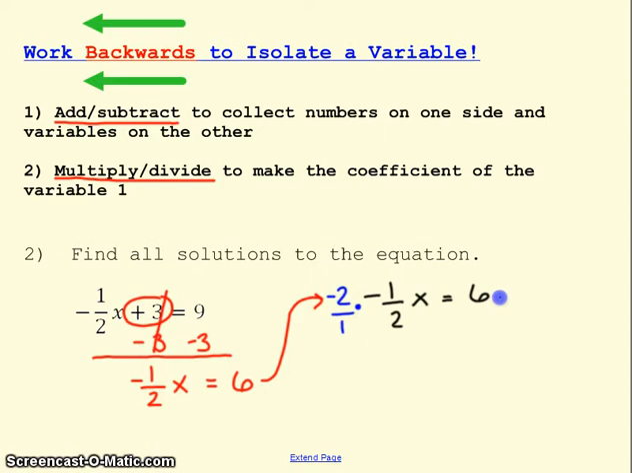And when I multiply the 6 by negative 2 over 1, I'm going to put 6 over 1 to remind myself of that when I'm multiplying the fractions. So on the left side, everything cancels out, and I just am left with an x. And on the right side, 6 times negative 2 is negative 12, and that's all over 1, so I'm not going to put that over 1. And my answer is just negative 12, and we're done.